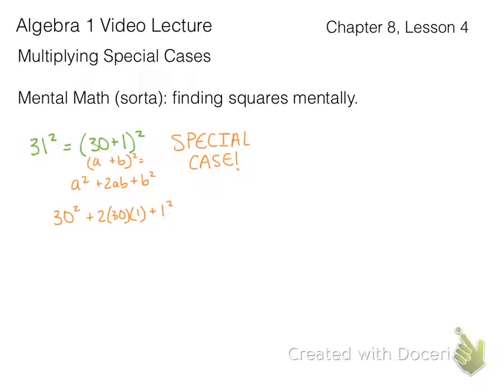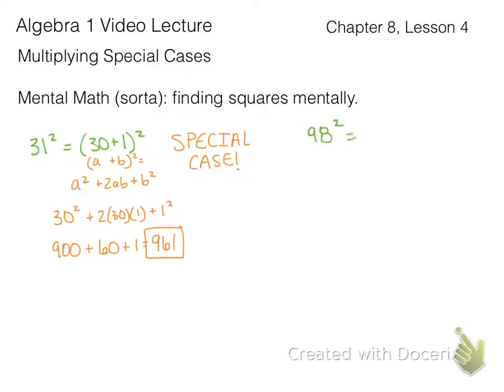There you go. So 30 squared is 900, because again, 3 times 3 is 9 plus 2 zeros, right? Because it's the same as 30 times 30. That one's pretty easy to do mentally. 2 times 30 is 60, times 1 is still 60, and then 1 squared is just 1. Yeah, so then just add them up. 900 plus 60 plus 1, 961. Pretty easy, cheesy, lemon squeezy. Again, if you don't have a calculator, use this tool.